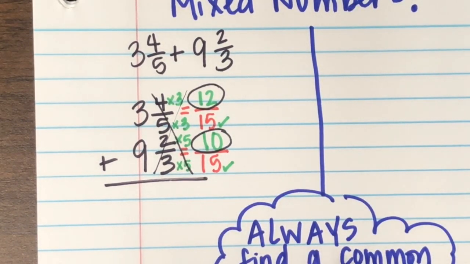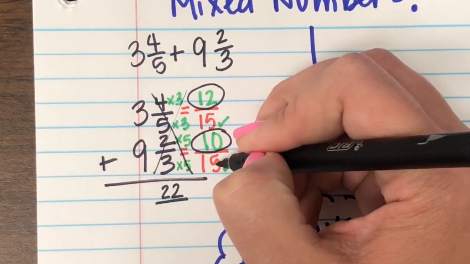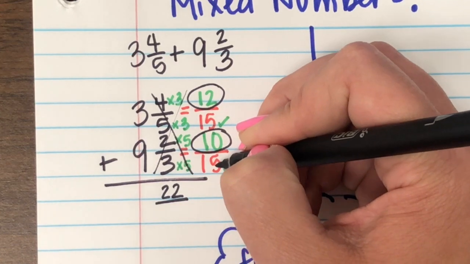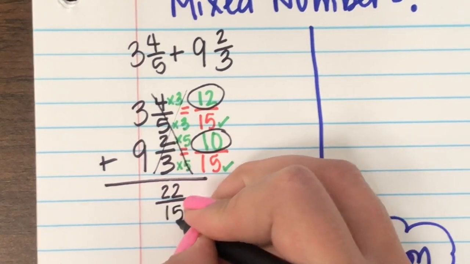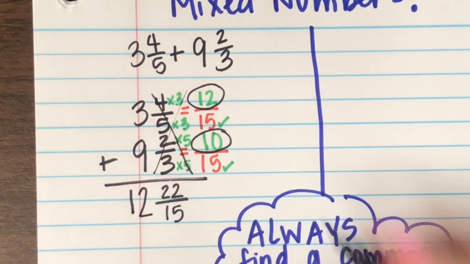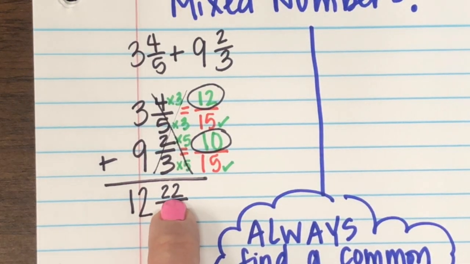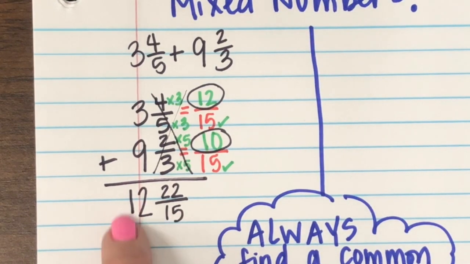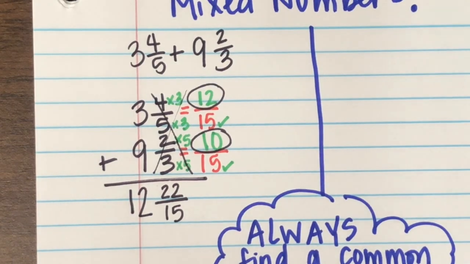So 12 plus 10 is 22. Never do I add denominators. We worked really hard for that common denominator, so it's still going to be 15. And then 3 plus 9 is 12. You've probably noticed something a little bit strange about this answer. This fraction is improper. This is what we call an improperly mixed number. So it's a mixed number with an improper fraction in it. We can't leave it like that.